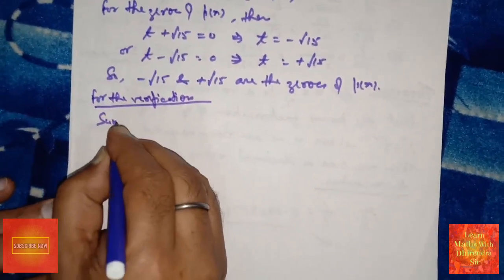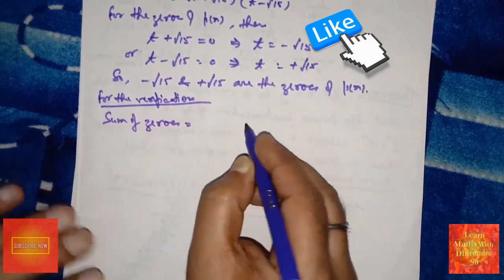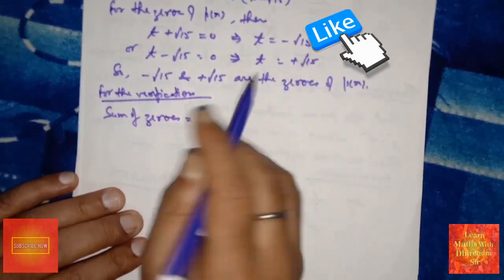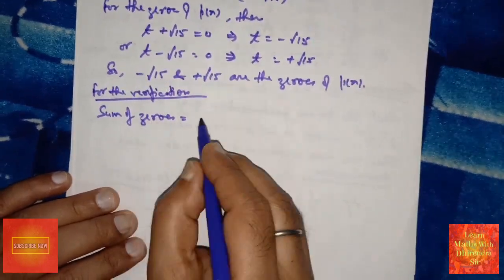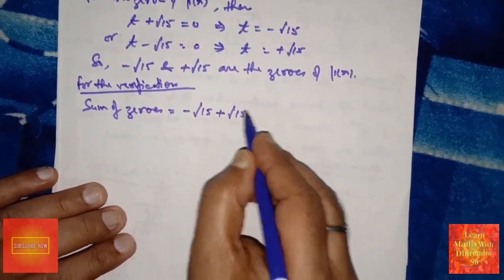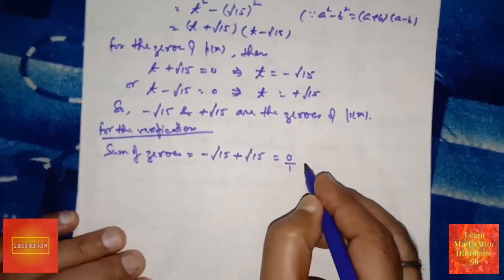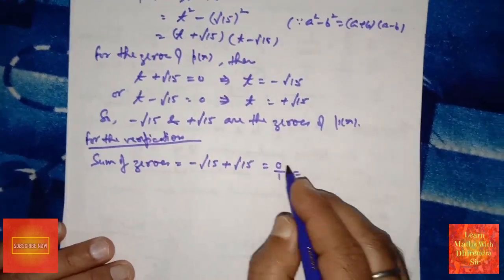Sum of zeros is equal to, what is the zeros? Minus root 15 plus root 15. Then first is minus root 15 plus second is plus root 15 equal to 0. 0 means 0 upon 1 in the place of, तो what is the 0?